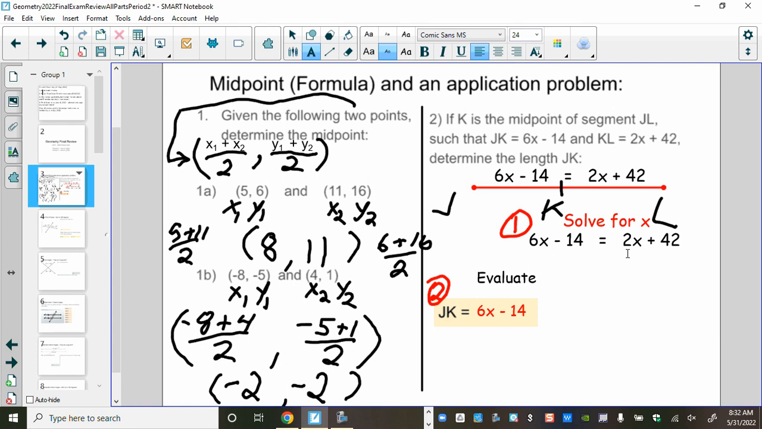All right, let's see. Well, what's 42 plus 14? You have to change that number. All right. Yes.